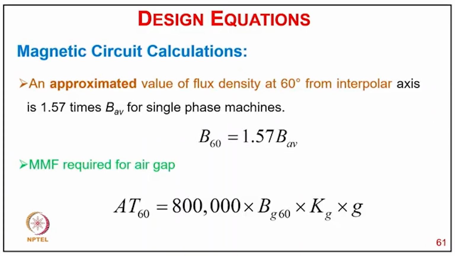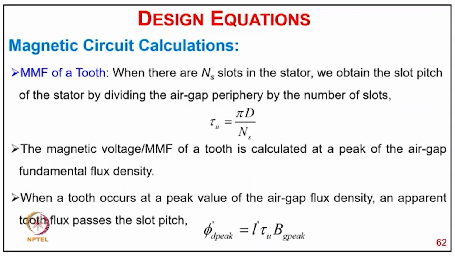So now coming to the magnetic circuit, the approximated value of flux density at 60 degrees from the interpolar axis is 1.5 times the B average for a single phase machine. So B60 is 1.57 B average. The MMF required for the air gap will be 800,000 B g60 into Kg into g, and typically the MMF of the teeth, where there are Ns slots in the stator.